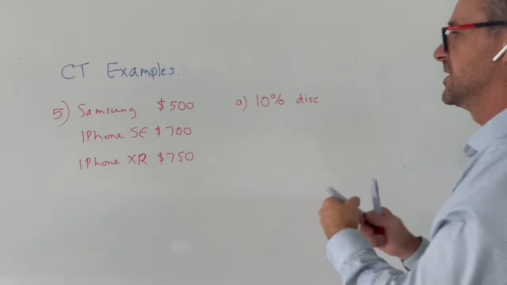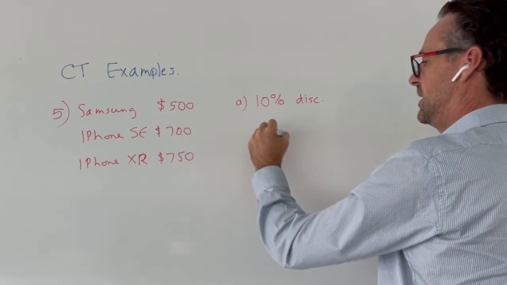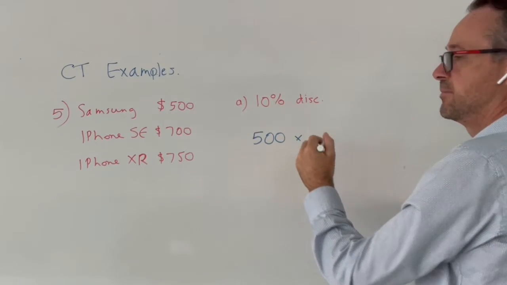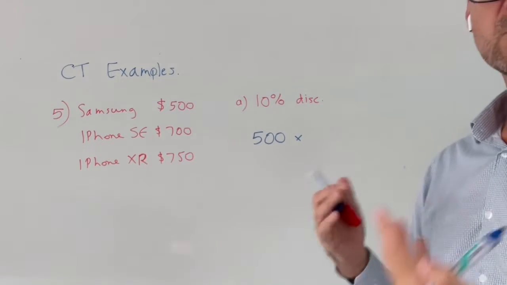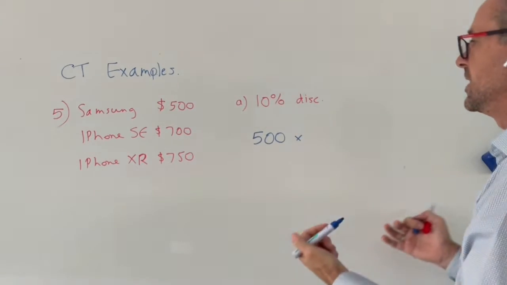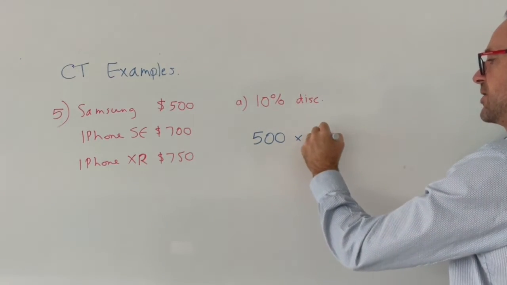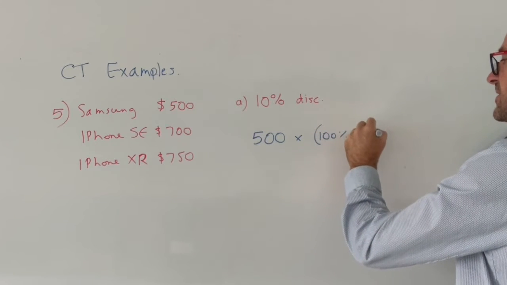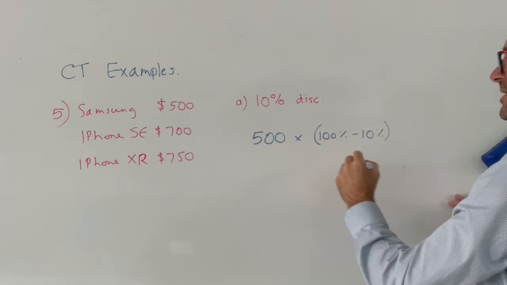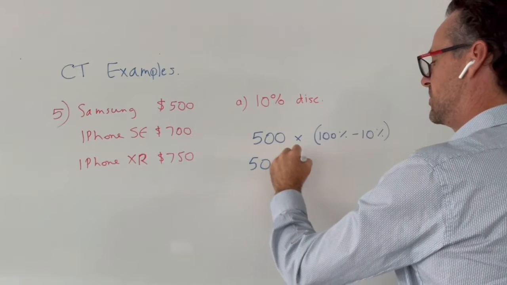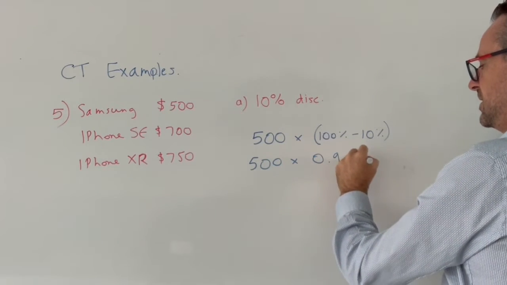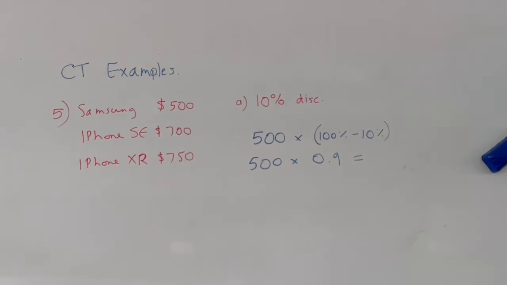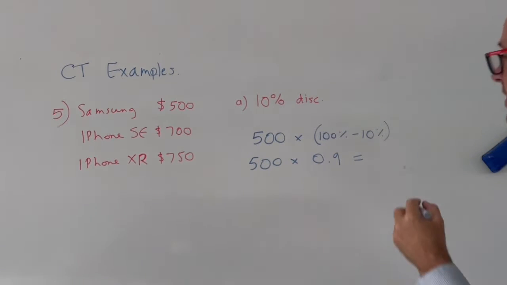The first question says calculate the price of a Samsung Galaxy with a 10% discount. So we're going to take the price of our Samsung and multiply it by a 10% discount, which means we've got two ways of tackling this question. It would be multiplied by 100%, take away the discount, which is 10%, which will give you 500 multiplied by 90%, which is 0.9, and that will then give you your answer, which is going to be $450.